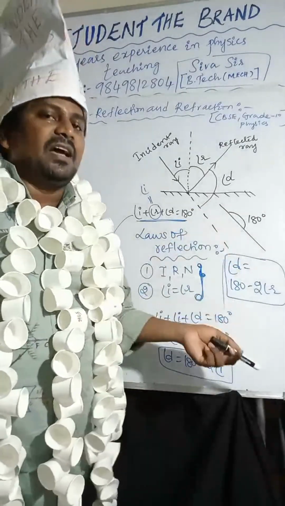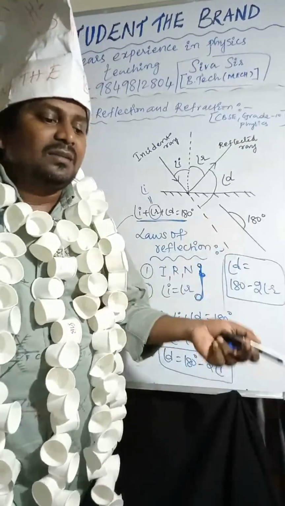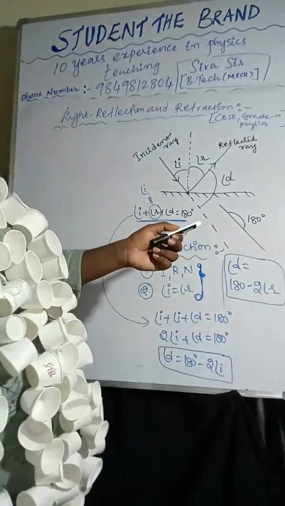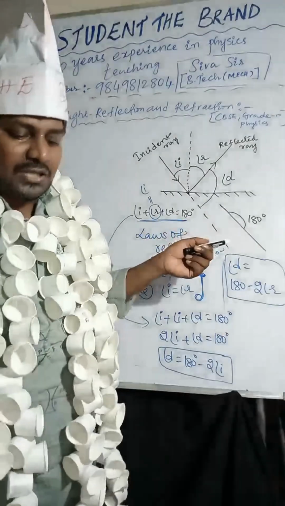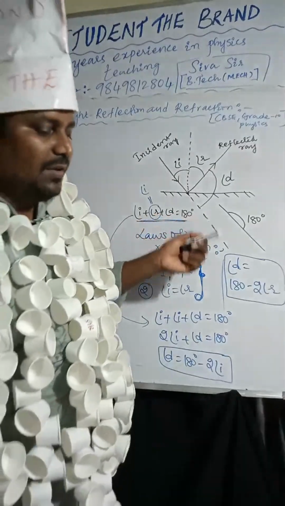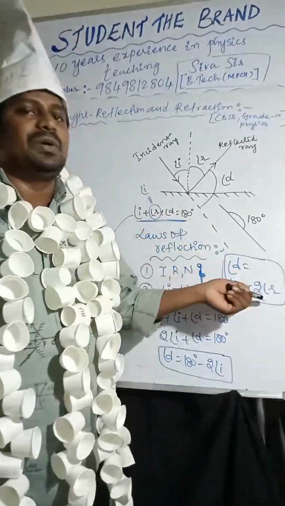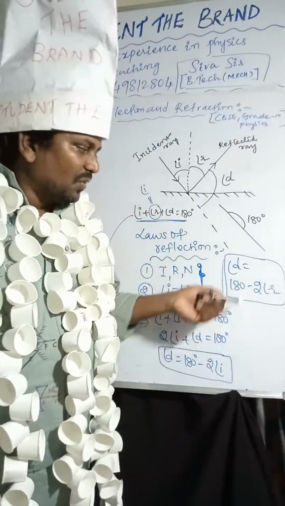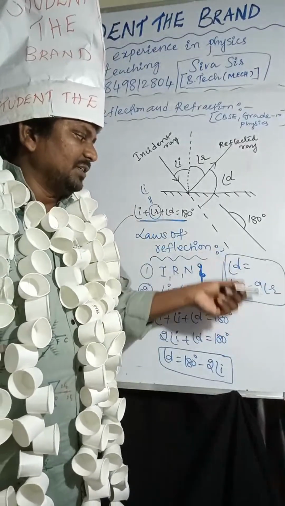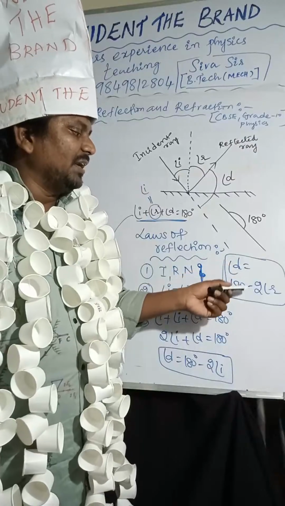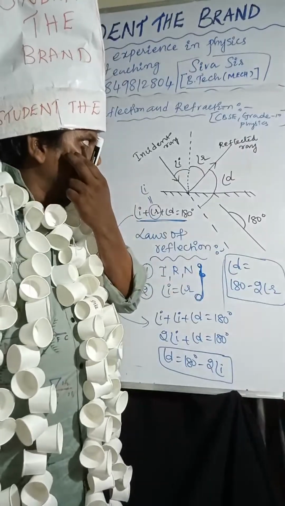In another way we can write that angle of deviation equal to 180 minus 2 angle of reflection.